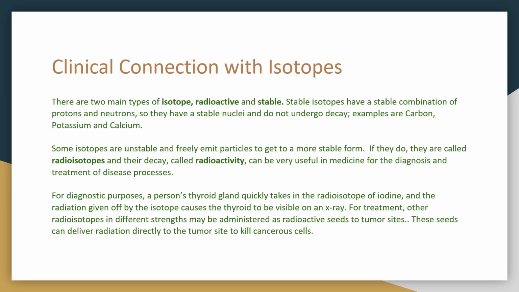Now, going back to isotopes, we're defining them a little more. Isotopes of an element are atoms that have the same number of protons as every other atom of the element, but a different number of neutrons. There are 2 main types of isotopes: radioactive and stable. Stable isotopes have a stable combination of protons and neutrons, so they have stable nuclei and don't undergo any type of decay. Carbon, potassium, and calcium are examples of that.